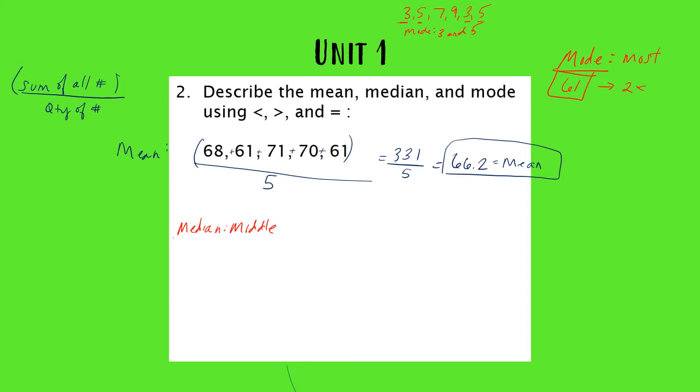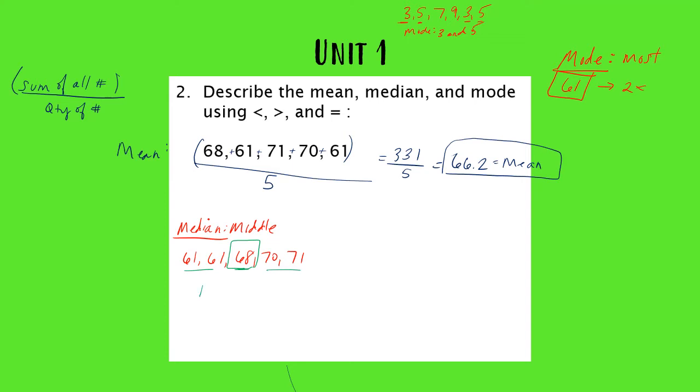But when we say middle, you have to have them in order first. So the first thing I need to do is write this list in order. So I have a 61, 61, we're going least to greatest, 68, 70, and 71. So you put them in order. And then right now I have 1, 2, 3, 4, 5 numbers. So the middle number right here, so I have 2 on the left, 2 on the right, and I have 1 in the middle.